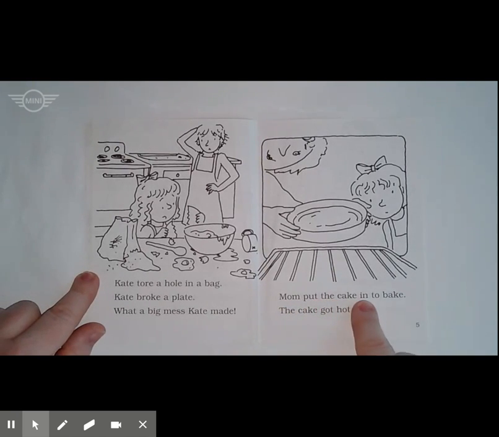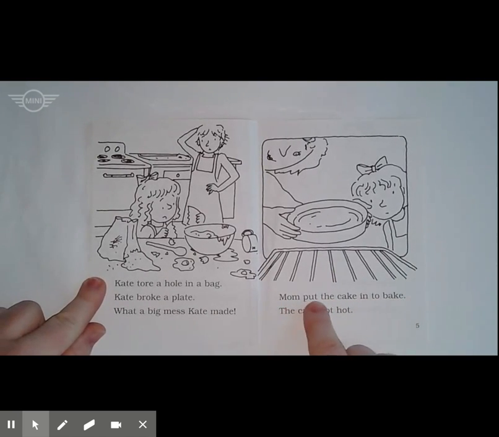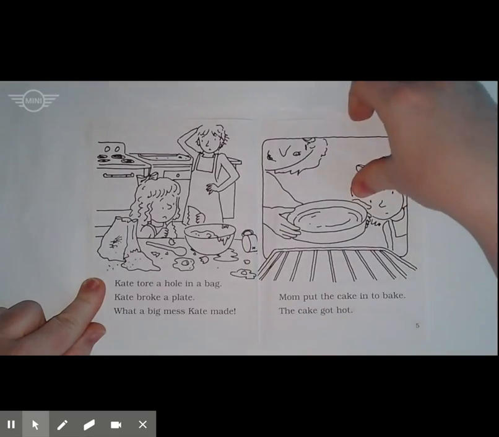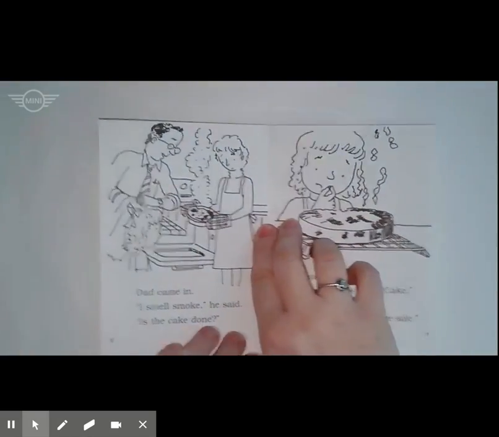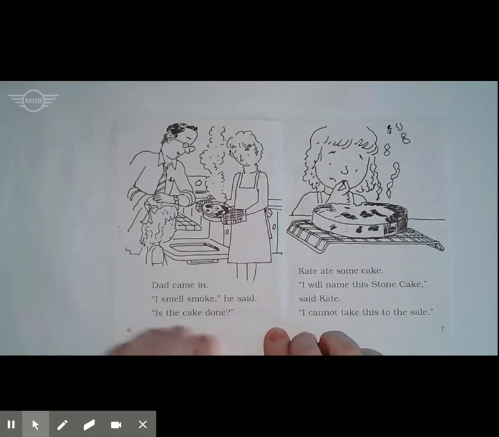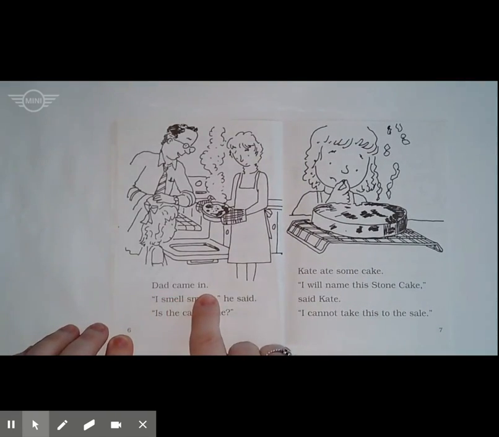Mom put the cake in to bake. The cake got hot. Dad came in. I smell smoke, he said. Is the cake done?